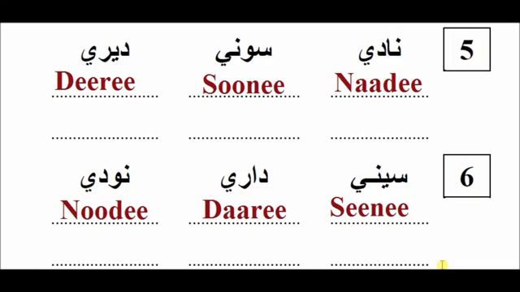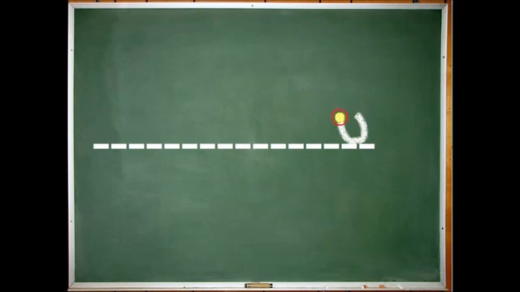The first word of the sixth row said Sini. Sini. Okay, written. We write our sin, connecting to the ya, connecting to the noon, and then the noon connecting to the ya at the end of the word.